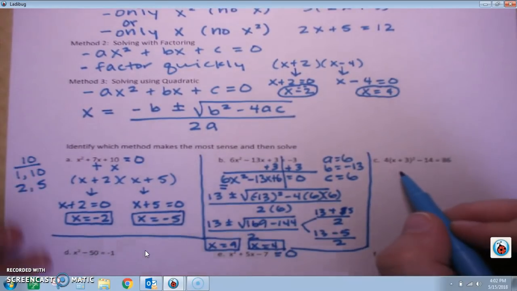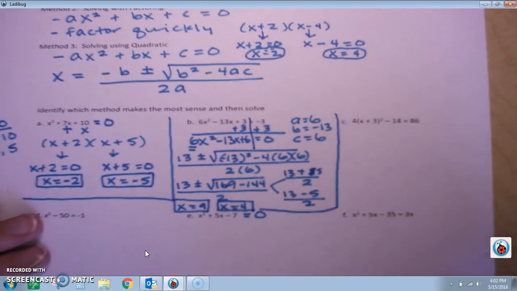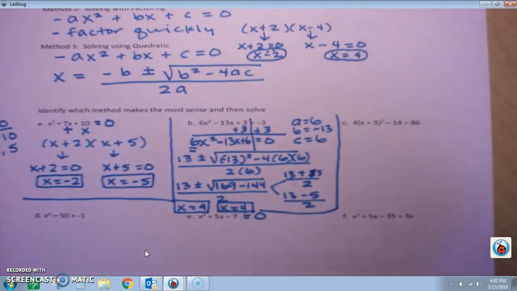All right, next one. Sorry, this is kind of blurry. You guys, I can't get my document camera to be any more clear, so I apologize for that.